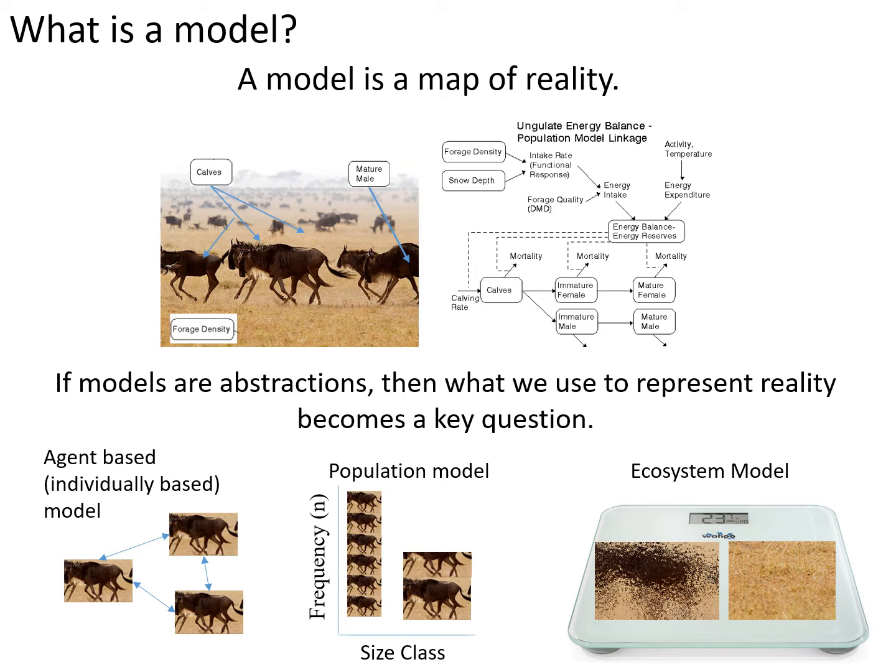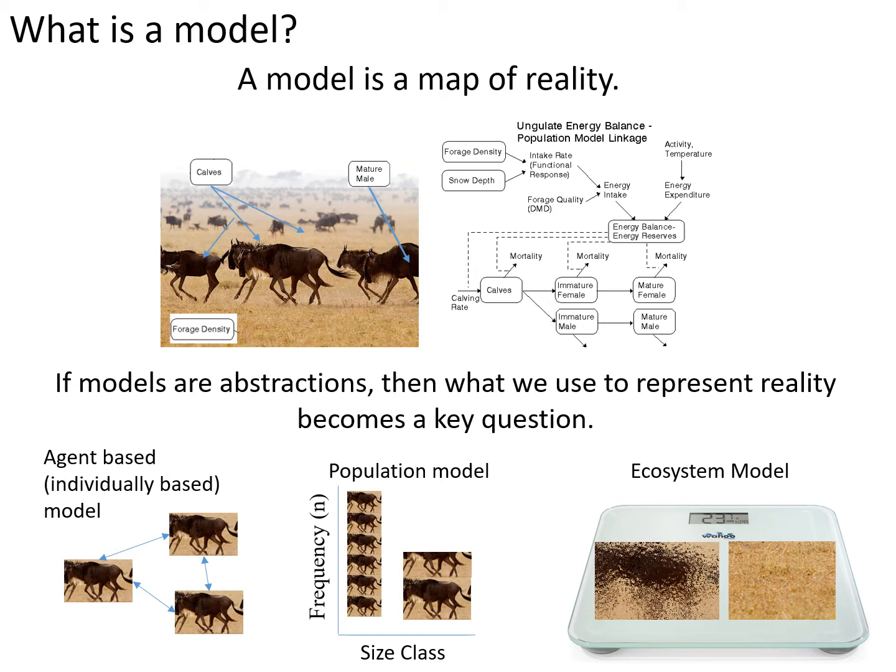So that's one way to look at this reality, but we've said models are abstractions. So what we're going to use to represent reality becomes a key question. So at the bottom left, we might have an agent-based, individual-based model. That is, we might have a model where all the rules are written in terms of individual animals, and then their access to resources, their growth rate, and their potential for mortality.